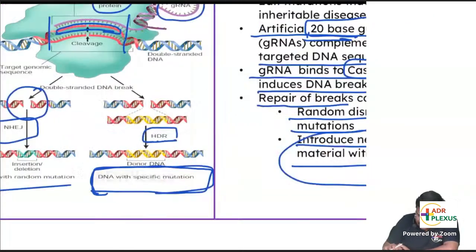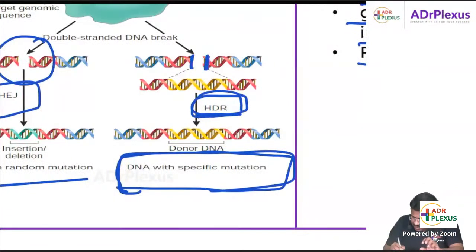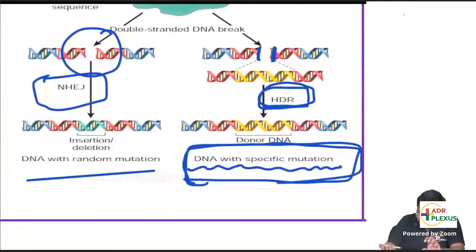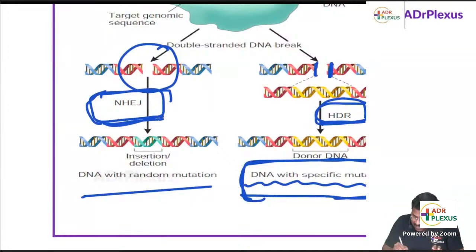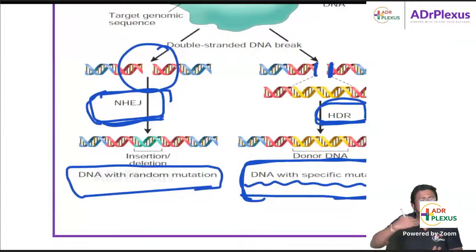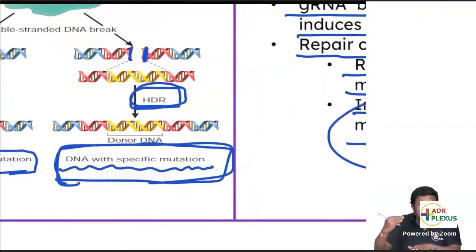If the ends are homologous, if they appear similar, then we can introduce a DNA with a specific mutation. But if non-homologous ends are joining, then that can cause an insertion or deletion, which is a very random mutation. But what we are making in our gene therapy is the homologous ends to join.